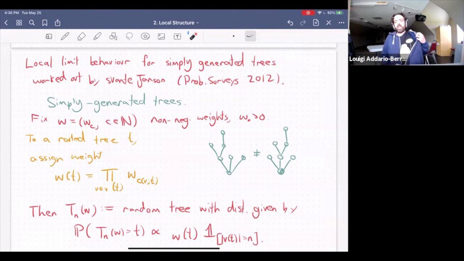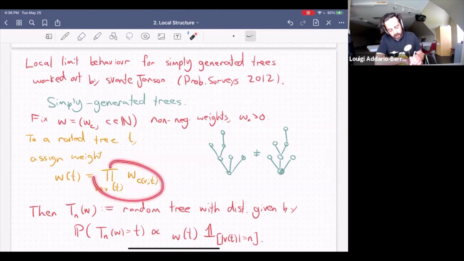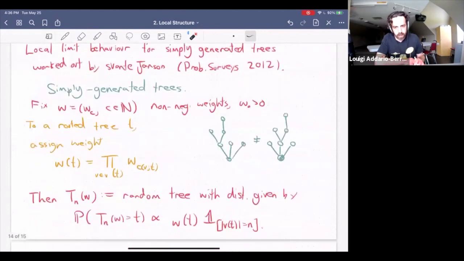And I see one question in the chat. Is there any intuition behind why this explosion happens? Yeah, so roughly the idea is that in certain models of trees, when you give trees probabilities proportional to these weights, what sort of degrees do you get out of that?